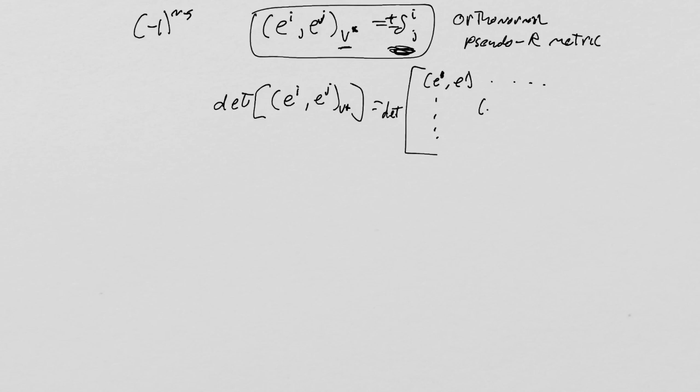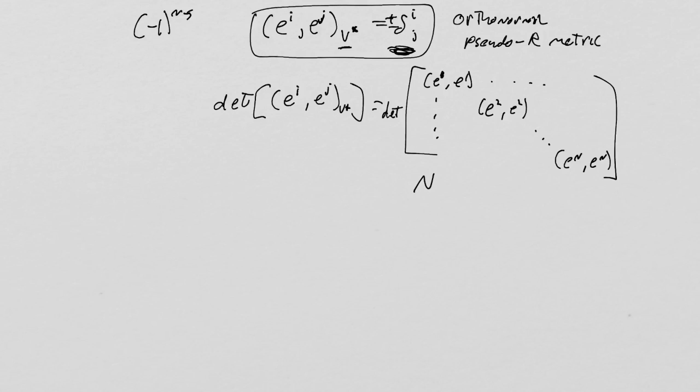So I only have e1, e1, e2, e2, to en, en, like that. So the determinant of that is just the product of the guys along the diagonal, right? So how many diagonal elements are there? Well, there are n diagonal elements.